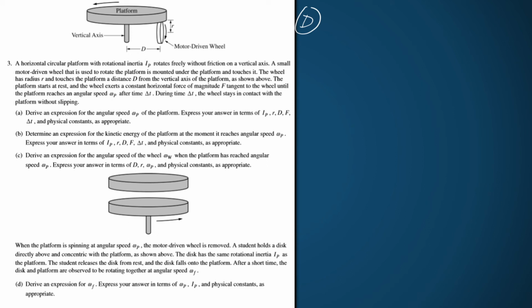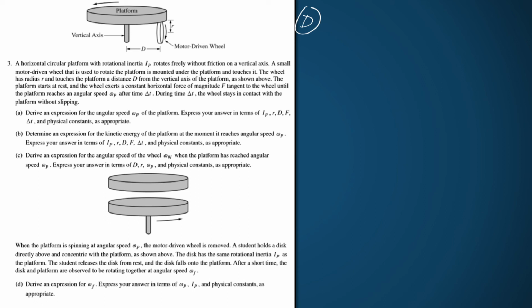So this time, the motor-driven wheel is going to be removed while the platform is spinning. The student holds the disc directly above and concentric with the platform. So we have a second disc that's being held above the platform like this. The disc has some rotational inertia, IP, which is the same as the platform. And then they're going to release the disc from rest. It will fall onto the platform, and after a short time, they're going to be rotating together at the final angular speed.